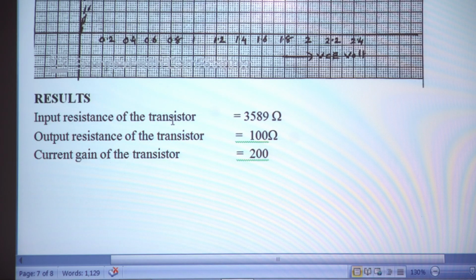So the values are recorded here. The input resistance, the average value, is 3589 ohm, the output resistance is 100 ohm, and the current gain of the transistor is 200.